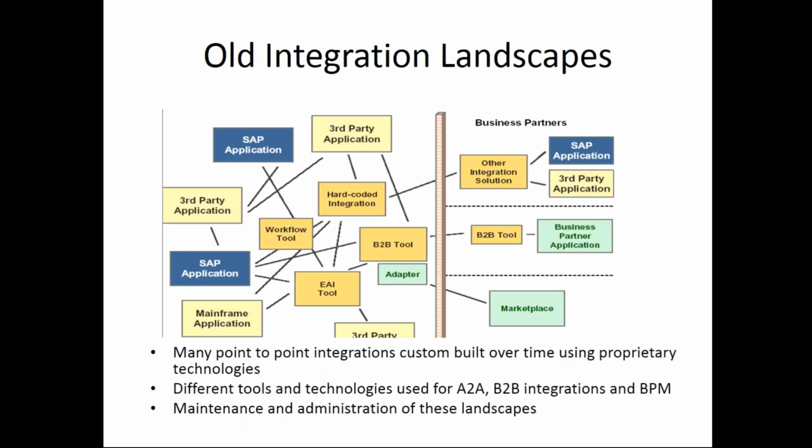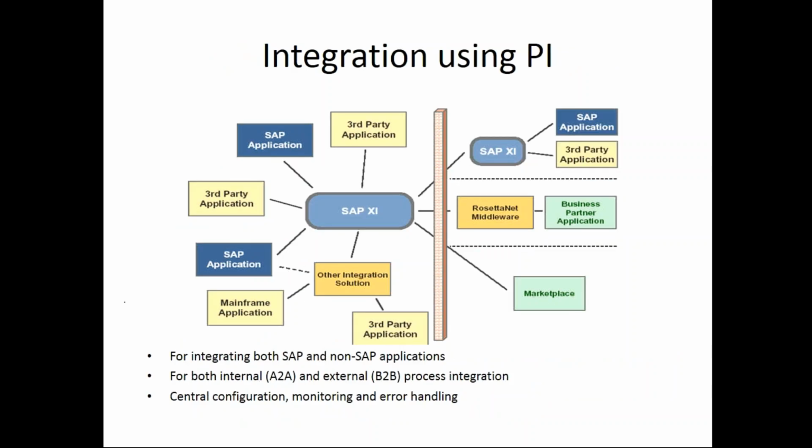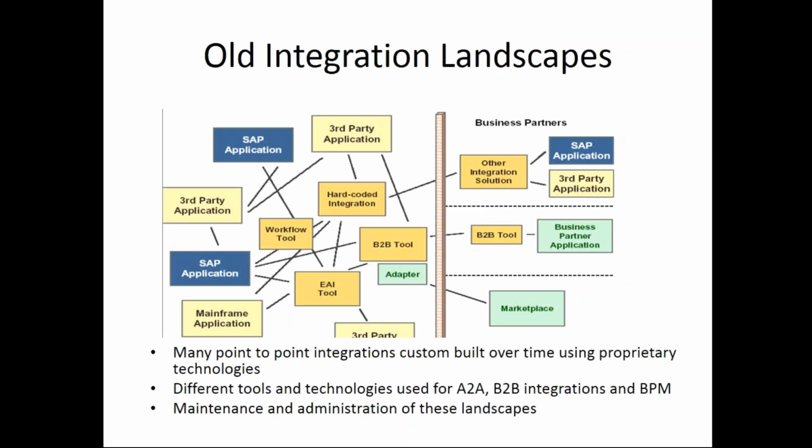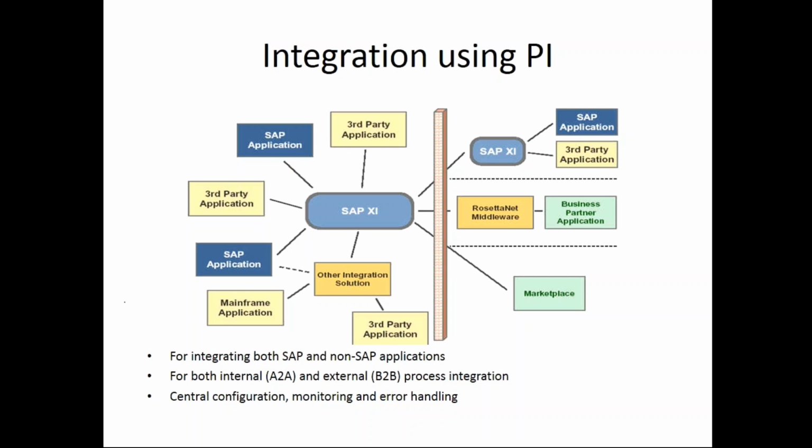But after the involvement of middlewares, this is how your landscape looks. Everything is connected to your SAP XI. You can remove SAP XI and write a middleware which receives the data from each application, processes the business logic, and provides it to the receiver. This is quite simple as compared to what it was before, and the monitoring, your communication, and your error handling are very simple.